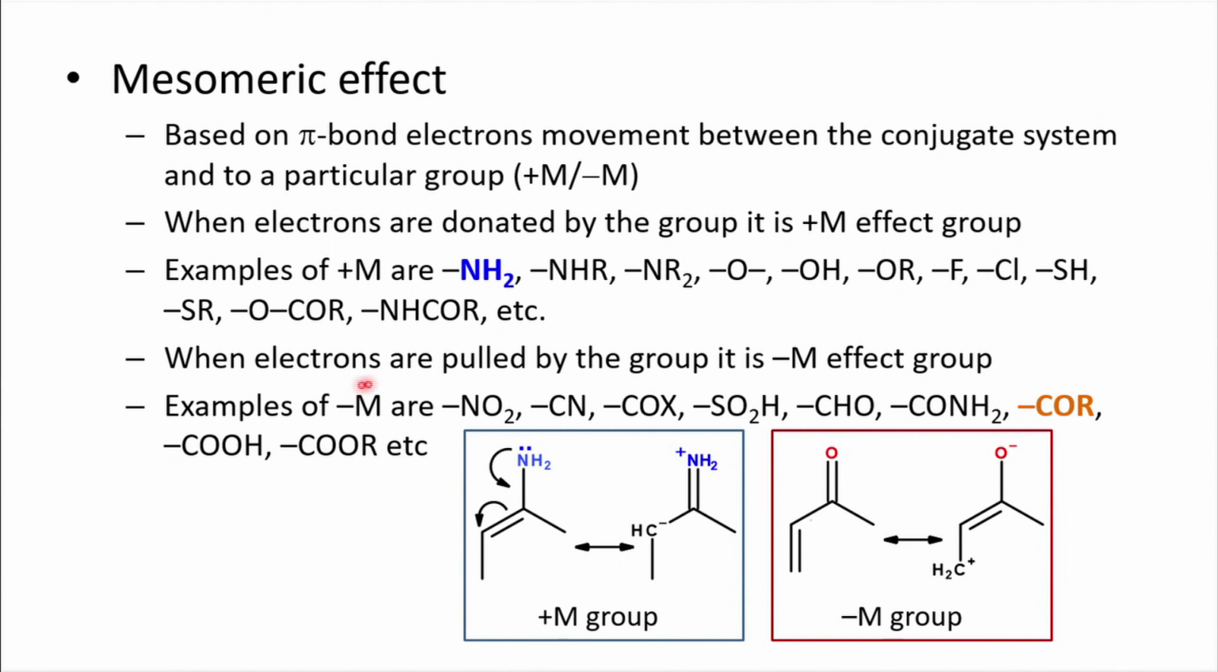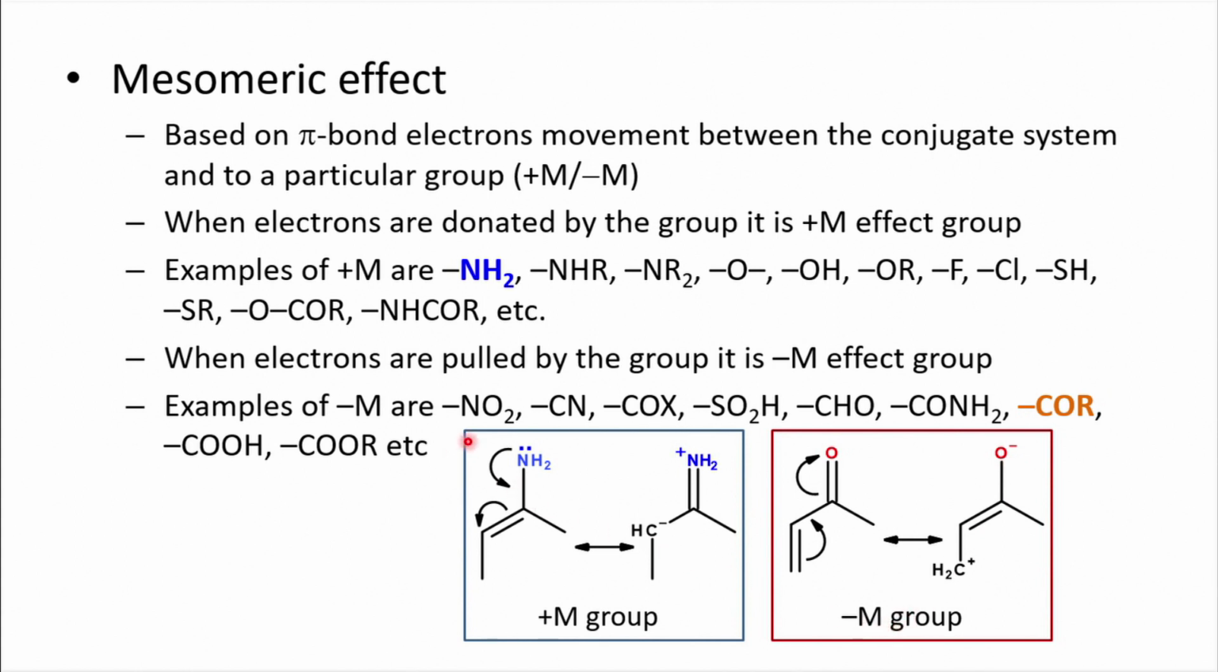And the next one is, when the electrons are pulled by the group, which is called the minus M effect group. Say for example, here oxygen is more electronegative, so it pulls the bonded electron towards itself, making it a negative charge on oxygen, and the carbon becomes a positive charge. So, these types of groups which actually pull the electron towards itself are called minus M groups.